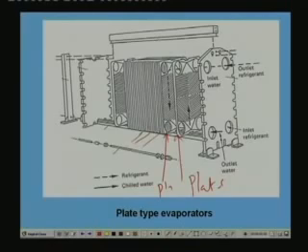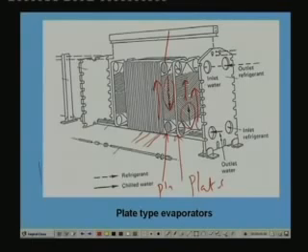For example, let us say that here the refrigerant is flowing in this direction. In the passage formed by this plate and the next plate, the liquid being cooled will be flowing in the opposite direction. That means one fluid flows in this direction, the other fluid flows in this direction. In the next passage, the passage formed between this plate and the next plate, again the refrigerant will be flowing in this direction.